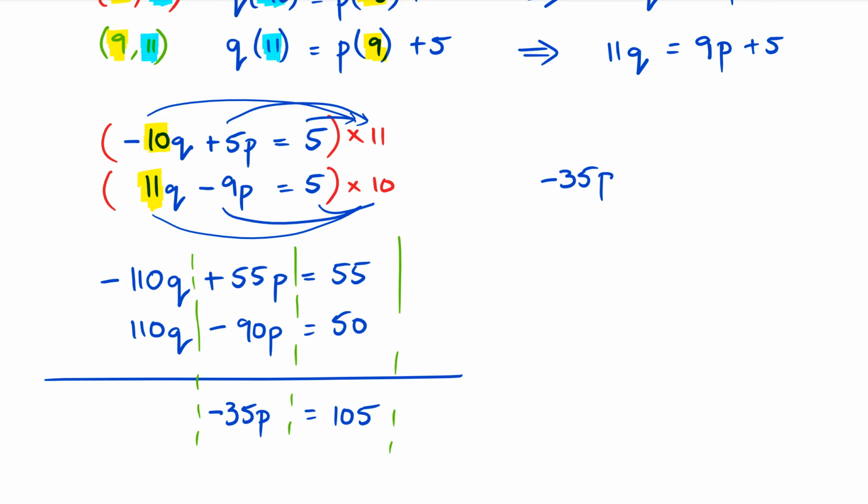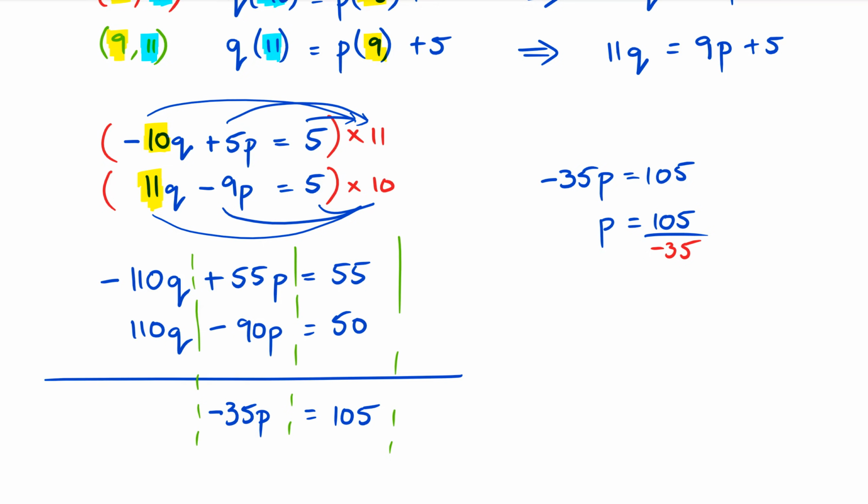Negative 35p equals 105. That means p is equal to 105 divided by negative 35. And guys, this is where you've got to ask, do I really need to use a calculator for this? Because I don't have a calculator here. When they have these big, ugly questions, the numbers tend to work out to be really nice numbers.